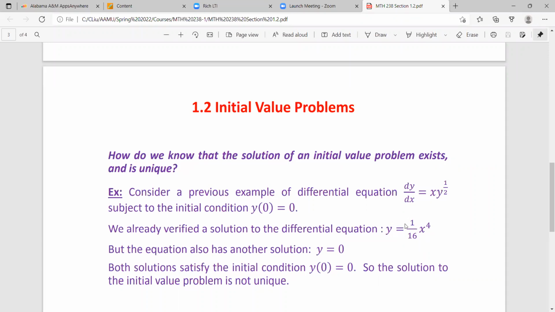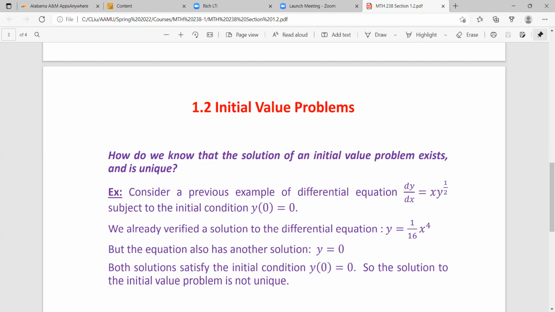Okay, if we plug in y equal to 1 over 16 x to the 4 into the differential equation, left and right side, you will see the equation holds. And so we're not going to repeat it. So that's one solution to the differential equation. And also it satisfies the initial condition. If you plug in 0 for x, you get y equal to 1 over 16 times 0 to the 4th, and you get y equal to 0. So y of 0 equal to 0 is also met for this solution.